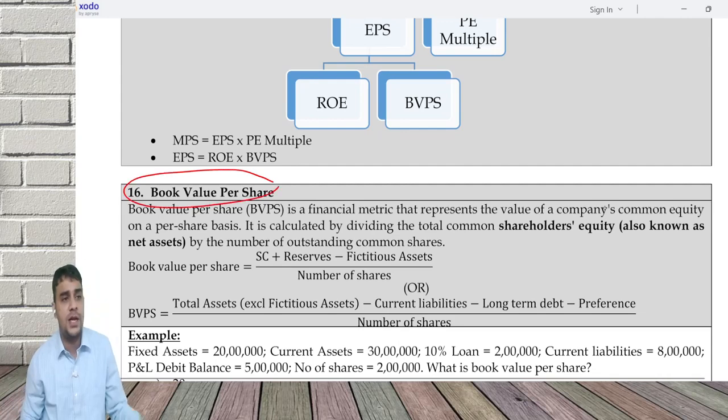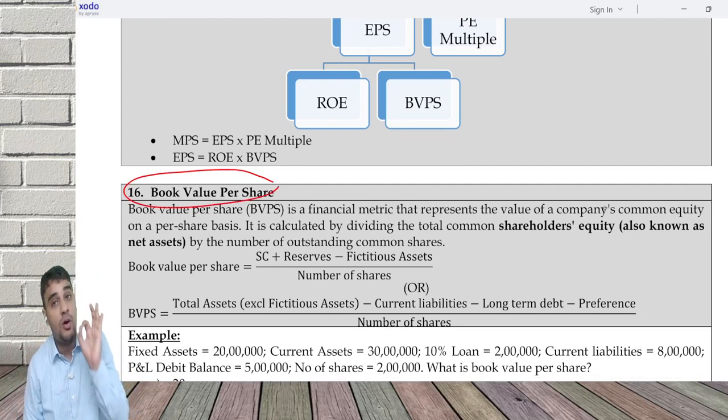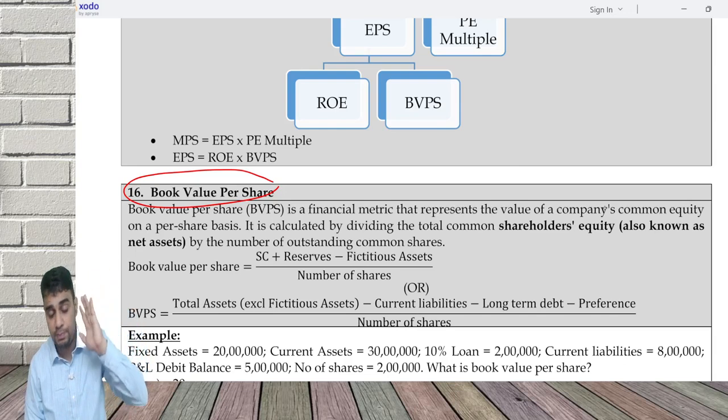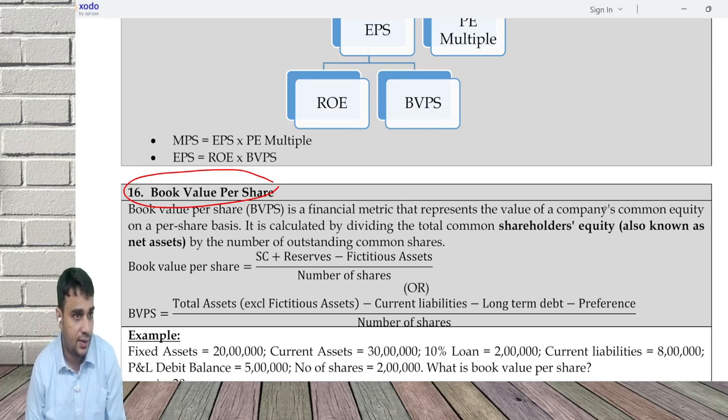What is book value per share is very simple. Net worth of a company divided by number of equity shares. What is net worth? Share capital plus reserves minus fictitious asset. Please listen, either you go through the liability side route, share capital plus reserves minus the fictitious asset, or from the asset side, fixed assets plus current assets, and subtract anything other than share capital and reserves.